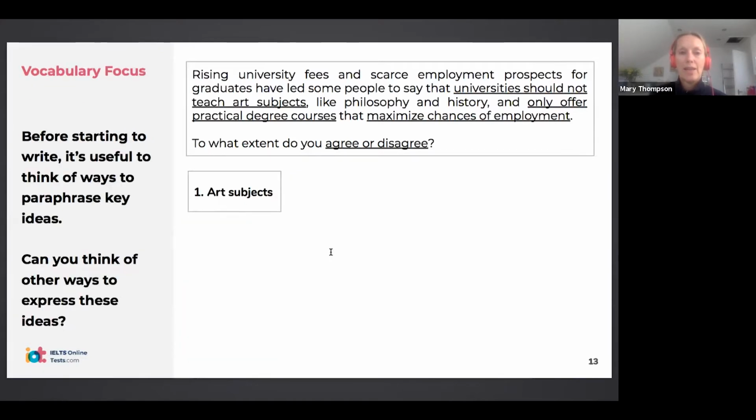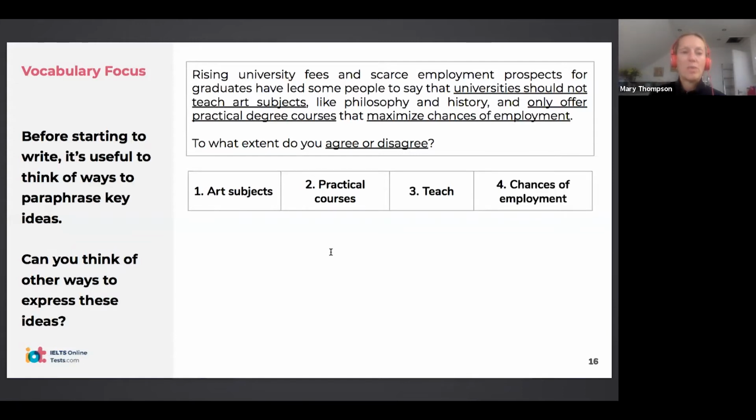All right, so looking back at the question, before starting to write, it's useful to think of ways to paraphrase key ideas. Okay, so we've isolated some of the key ideas from the question, and I just want you to think of different ways to express these ideas. So we've got art subjects here, practical courses, teach, okay, so that's a key verb, and chances of employment. And then we've got some vocabulary for you here.